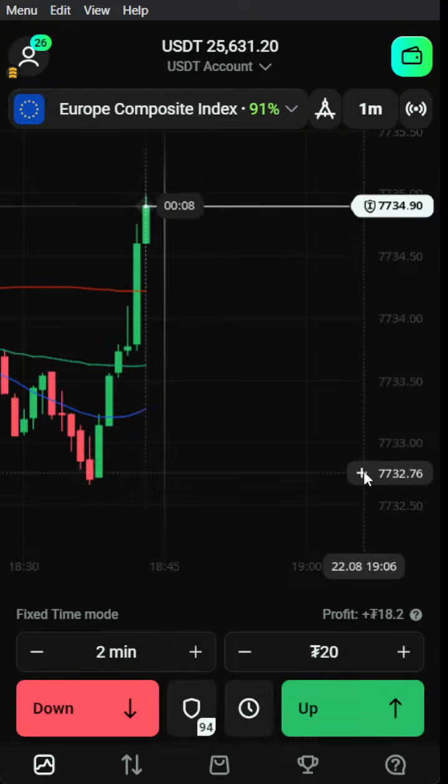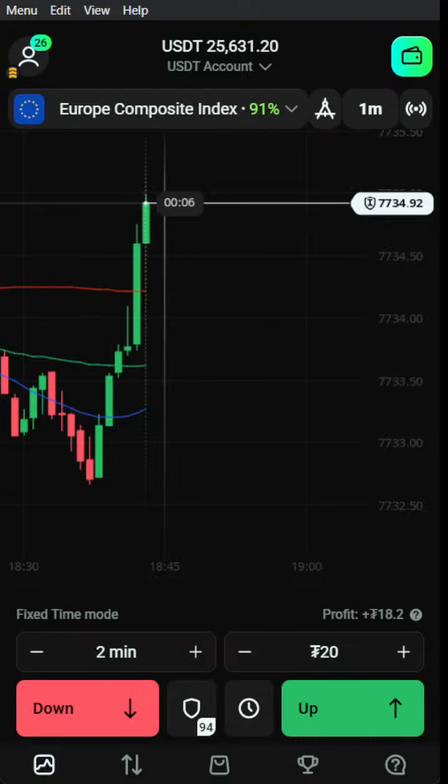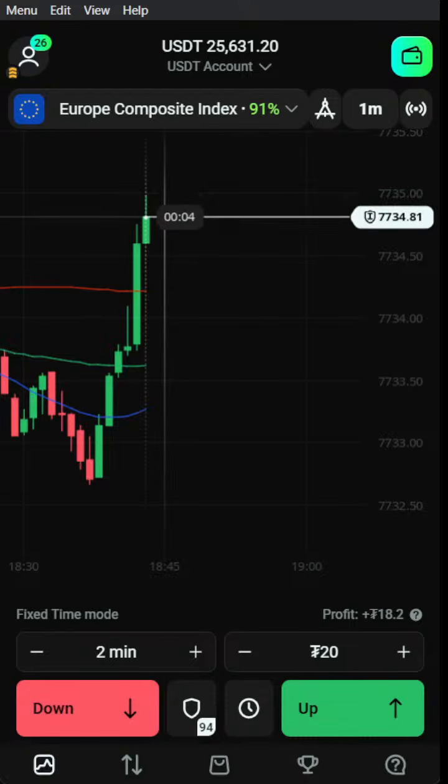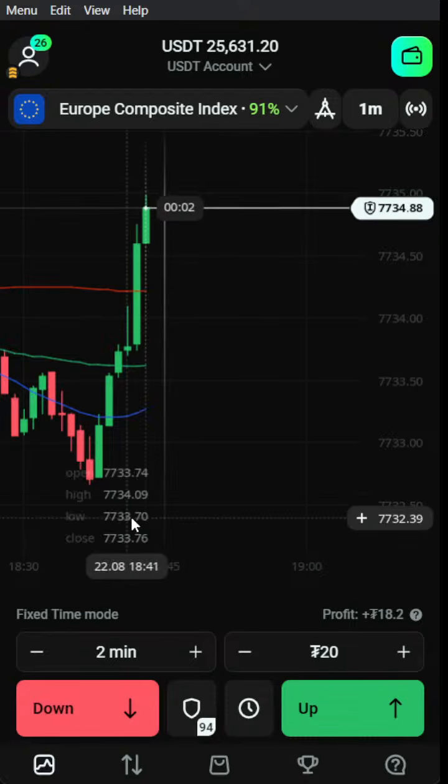Where do you see a 1 minute down signal in euro composite? So please, that is not a signal. Let's not confuse our traders.